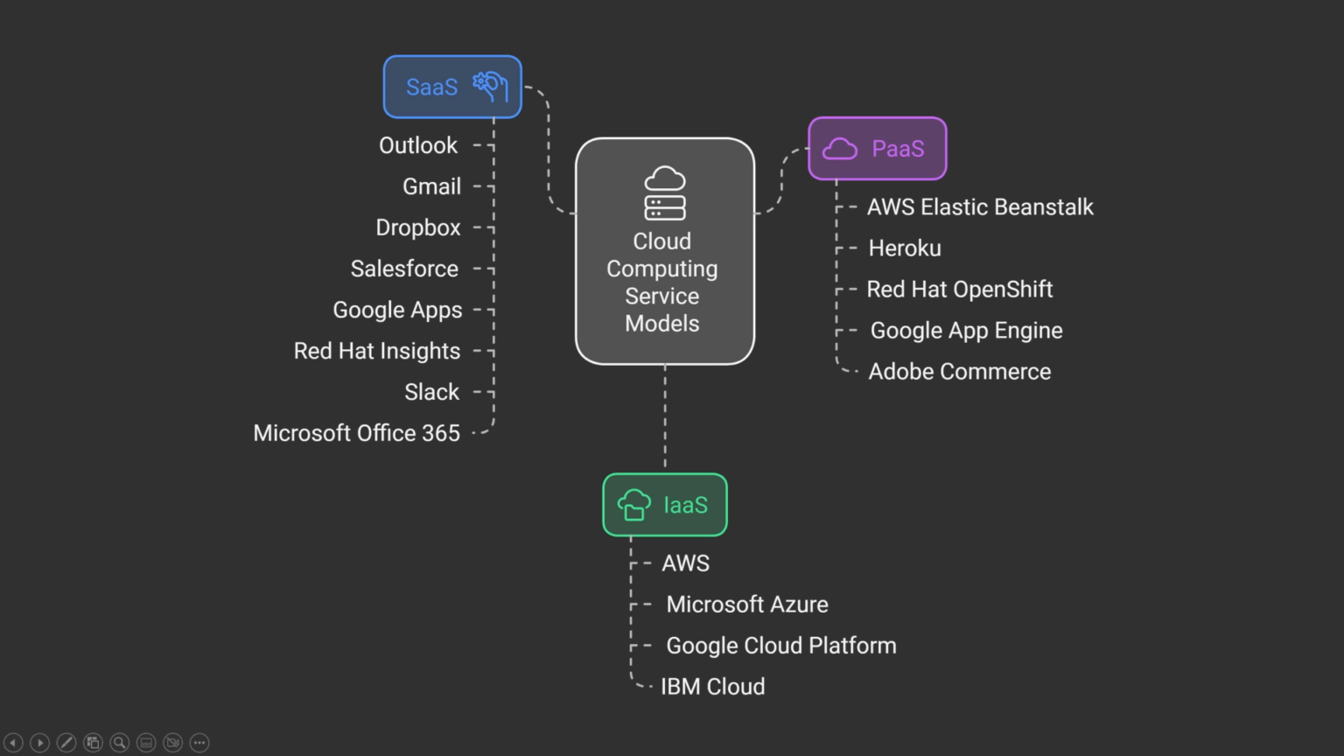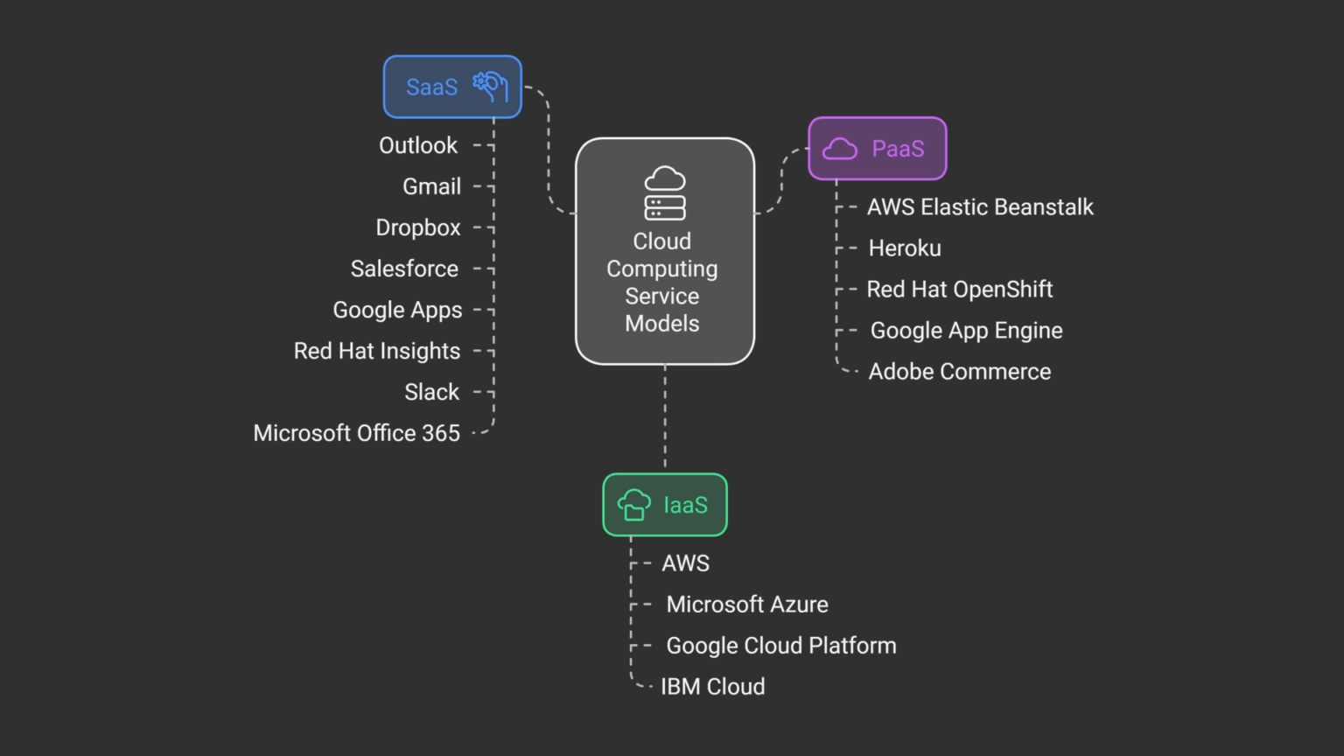Software as a service: Outlook, Gmail, Dropbox, Salesforce, Google Apps, Red Hat Insights, Slack, all are software as a service. Platform as a service, these are the platforms that we can use, host our applications on, or utilize. Infrastructure as a service: Microsoft Azure, AWS, Google Cloud, IBM Cloud, all are infrastructure as a service. So these are examples of these services.